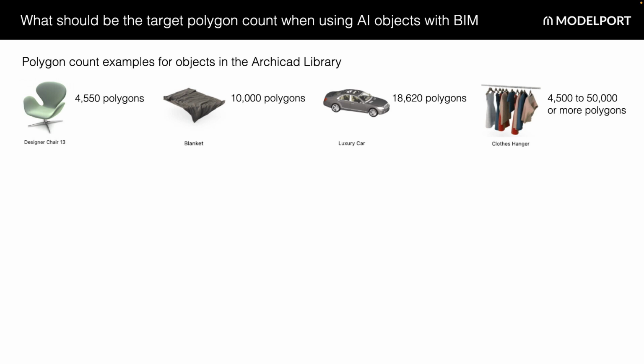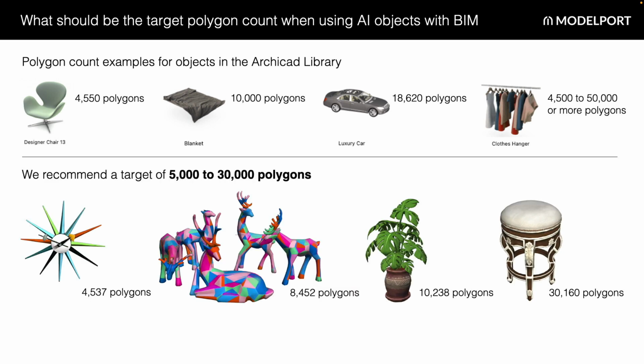Now, there are a lot of other objects within Archicad that are a lot less, but I want to look at these because these are the kinds of objects we might be thinking of. So in regards to that, we recommend keeping the target at 5,000 to 30,000 polygons. So why 5,000, why 30,000? Well, 5,000 is the least amount of polygons you want to go to. Below that, the quality starts to fall off pretty dramatically.